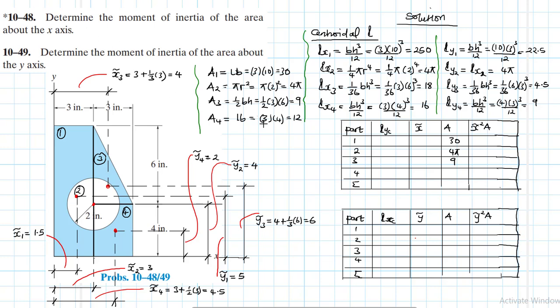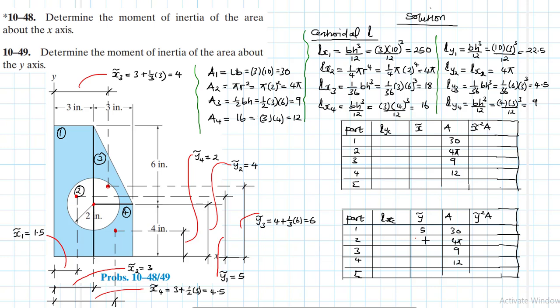Okay. So we have 9 there. What else? We have a 4. Same here, 30, 4 pi, 9, 4. Centroid, the y, let's start with the y, no problem. And no matter which one you start with.